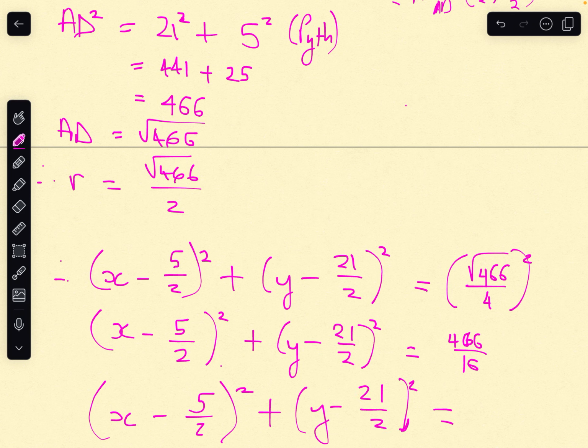466 over 16. So 16 goes into 46 twice, remainder 14. 16 goes into 146 nine times, and so then there'll be 2 left. So it'll be 2 over 16, which is 1 over 8.